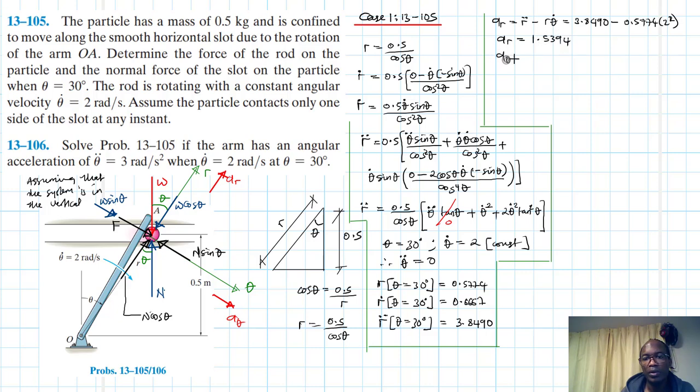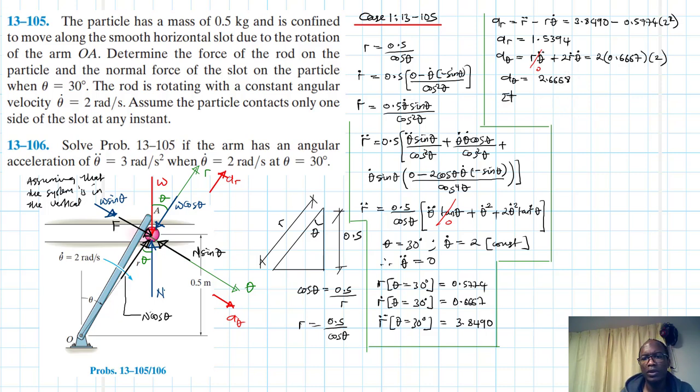This will get a 1.5394. We do have a_theta, which is r theta double dot plus 2 r dot theta dot, like so. Of course, this part goes to 0, right? That part goes to 0 because theta double dot is 0. And then we only have 2 r dot theta dot, which is 0.6667, right, by 2. Therefore, a_theta is just 2 by 2 by 0.6667, like so, which is just a 2.6668.